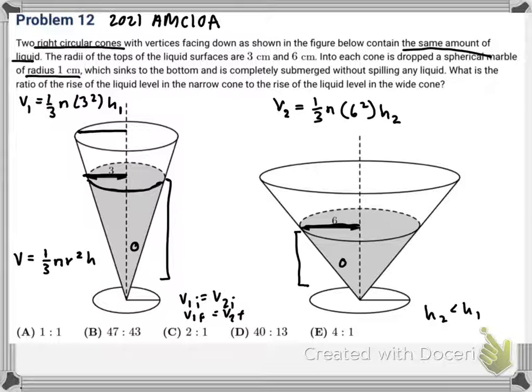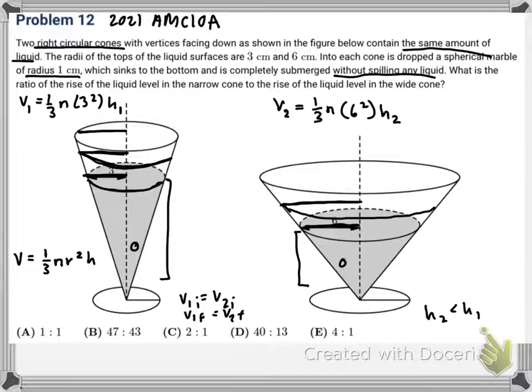It's completely submerged and no liquid is spilled, but that means the height does rise. So the height might rise up until here. And when the height rises, there's a new radius. So it's no longer the same radius, and that's going to happen in cone number 2 as well.